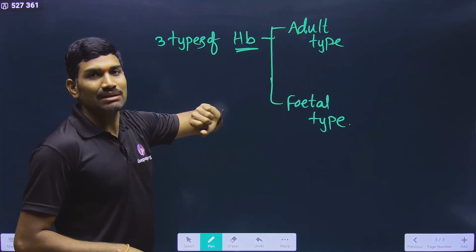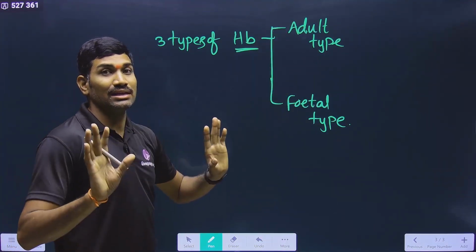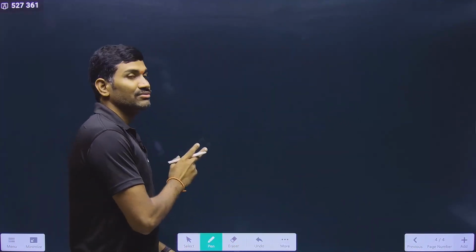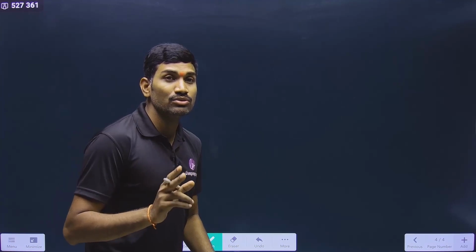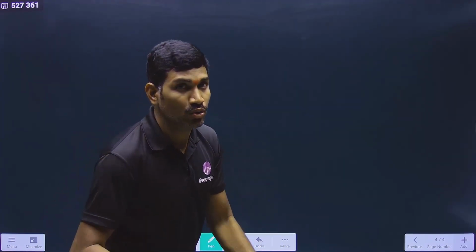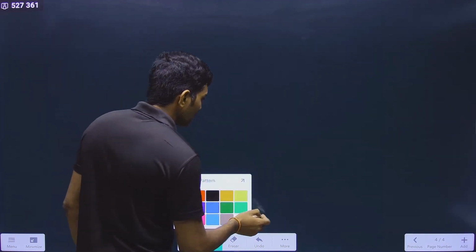Adult type. What is adult type and what is fetal type? You need to understand this. I am giving this information, and this information we will use in so many other chapters also. Please understand this. Please observe carefully.